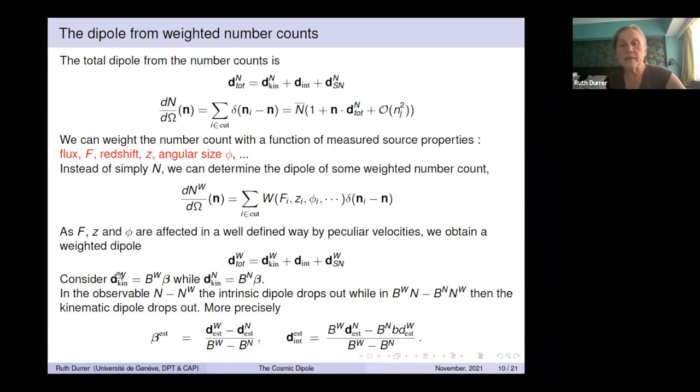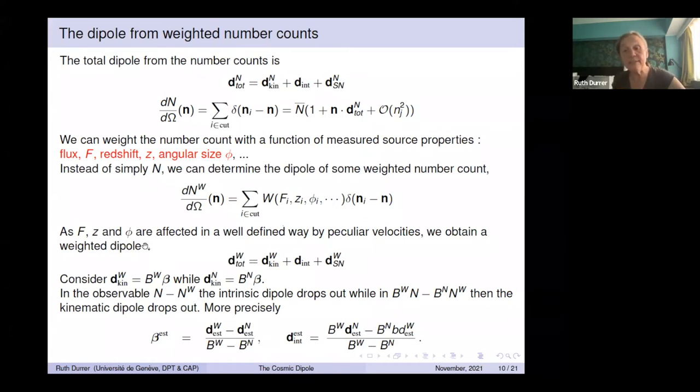Now, the kinematic dipole will contain the velocity with some weight b_w, while in the number density we also know it is present with the weight b_n, which we have discussed before, which was 2 plus x times 1 plus alpha. That's the b_n. And the b_w depends on our choice of this function, which we will discuss.